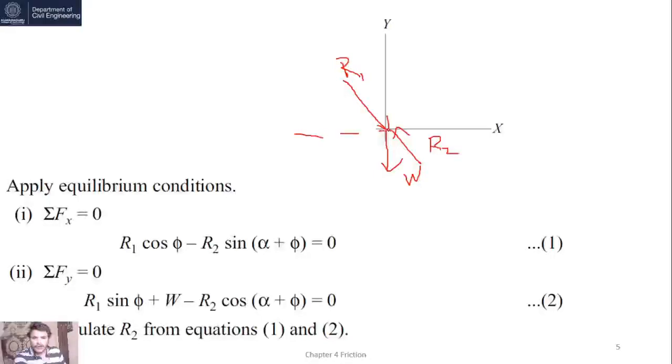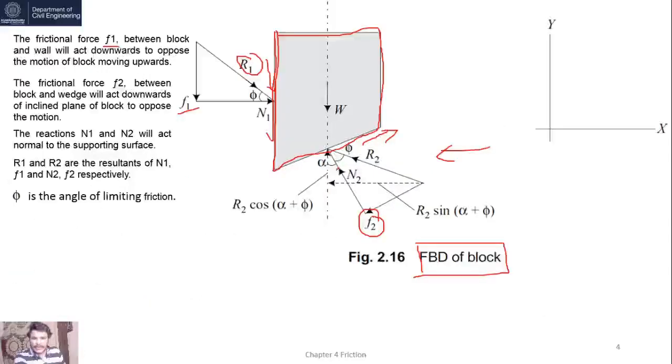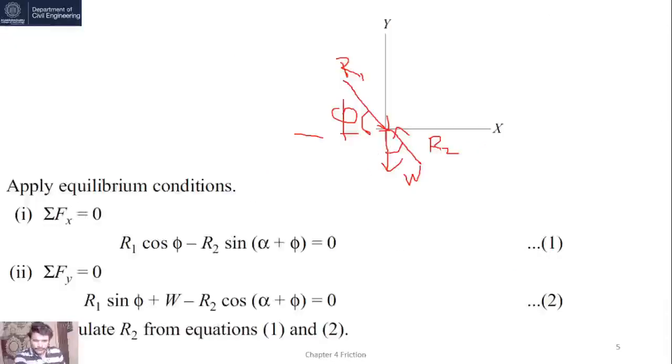So R1 makes an angle of phi, and R2 with respect to vertical, the angle is given, that is alpha plus phi, which is equal to that is R2. So this is alpha plus phi. So that's it. Now I am going to resolve the forces. I am applying the equilibrium conditions. So summation of Fx is equal to 0.